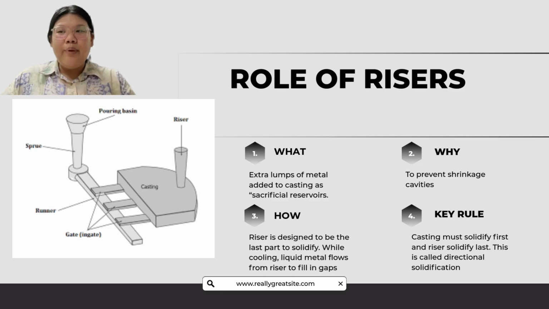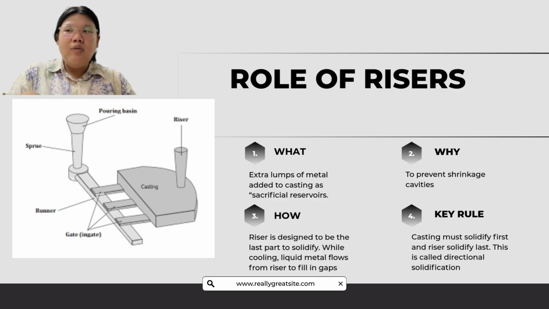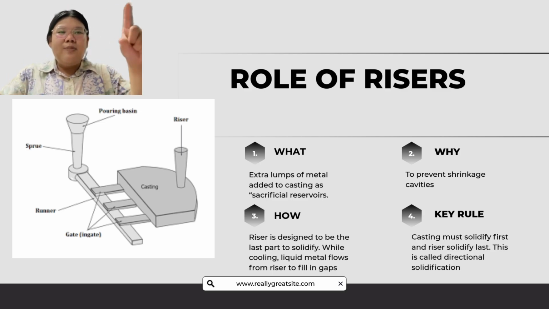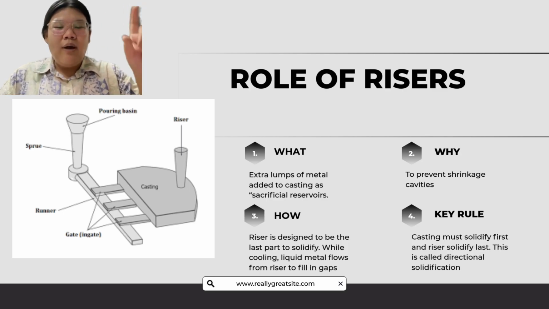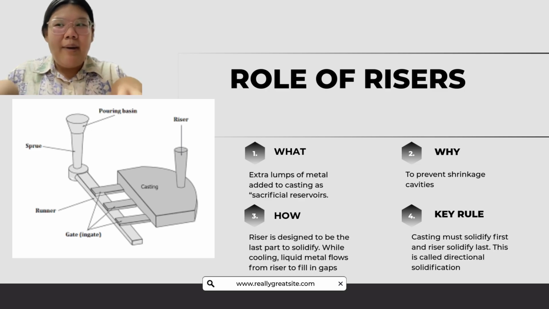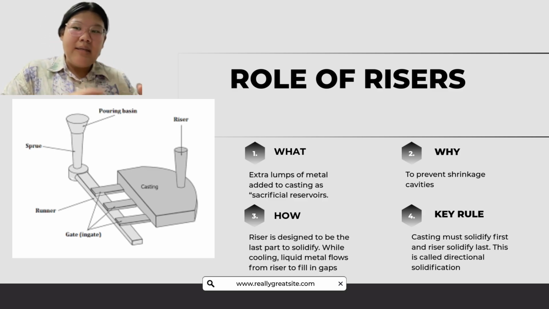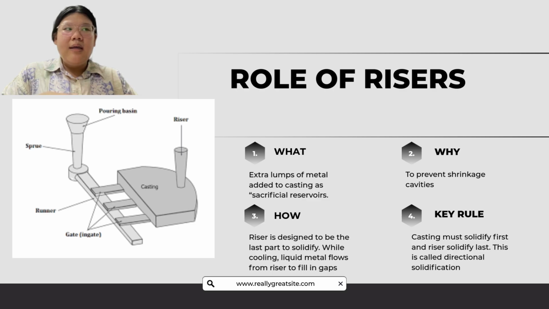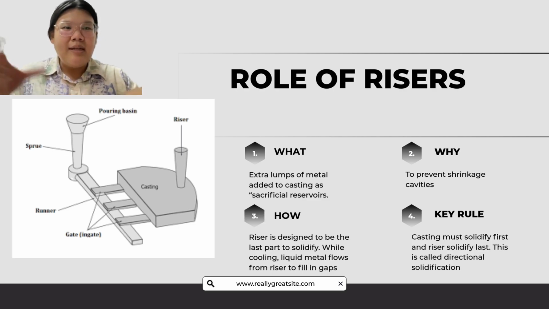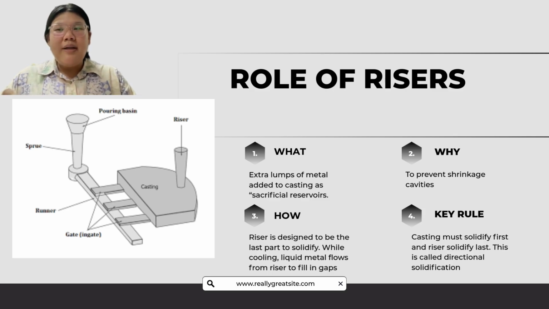Third, it is designed to be the last part to solidify. While cooling, liquid metal flows from the riser into the casting itself and fills in the gap. Because it is the last part to solidify, it will ensure that whatever is inside the cast will have enough molten metal to become hardened. The key rule of the riser is the casting must solidify first before the riser, as if it does not solidify before the riser, then there's no point of the riser. This part is actually called directional solidification.